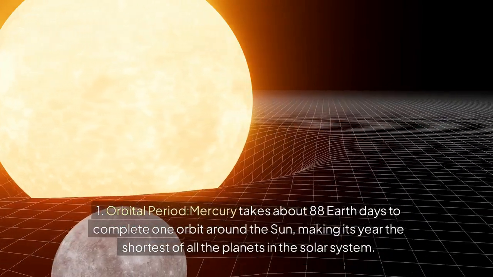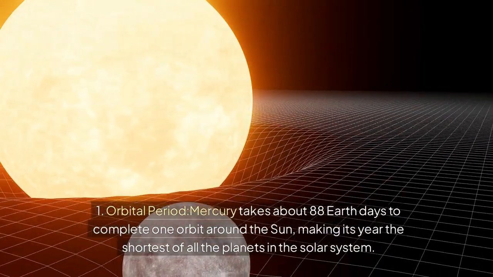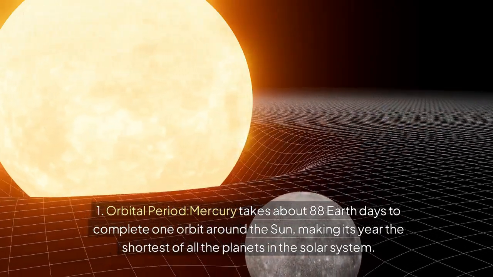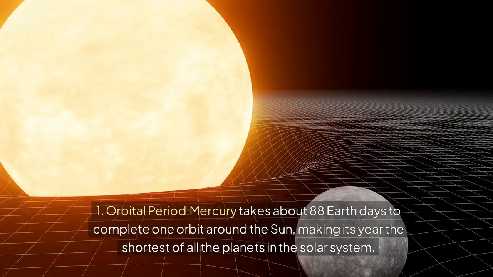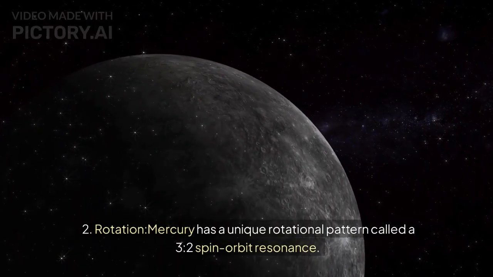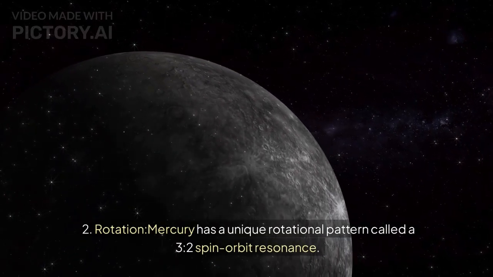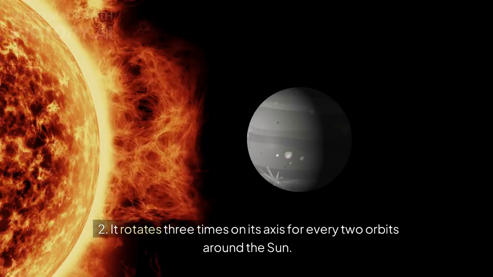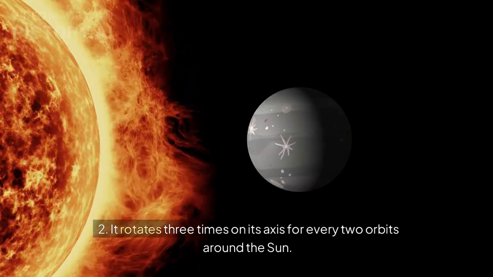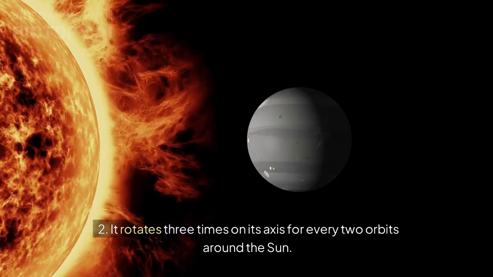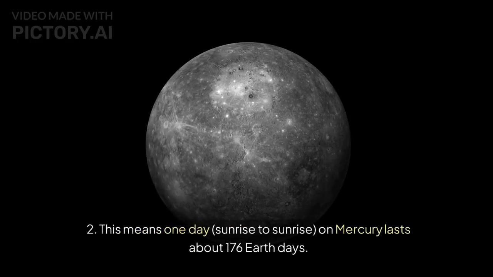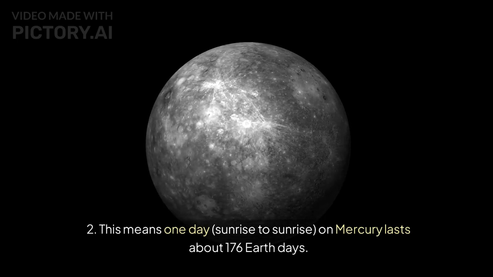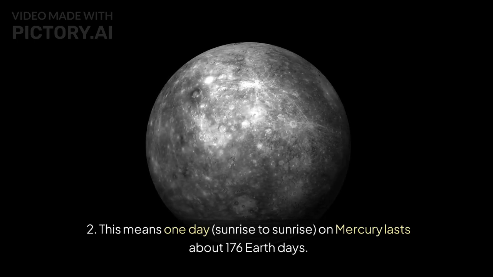Orbital period. Mercury takes about 88 Earth days to complete one orbit around the Sun, making its year the shortest of all the planets in the solar system. Rotation. Mercury has a unique rotational pattern called a 3-to-2 spin orbit resonance. It rotates 3 times on its axis for every 2 orbits around the Sun. This means one day, sunrise to sunrise, on Mercury lasts about 176 Earth days.